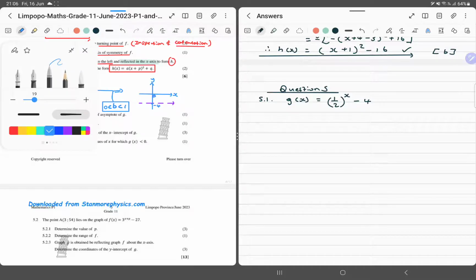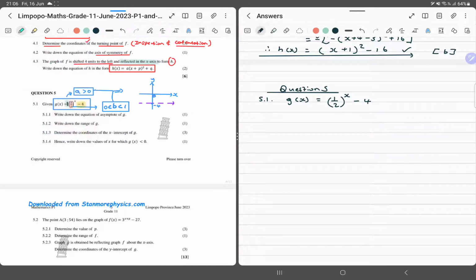We want to draw the graph. So what will this graph look like? Let's see. If we work out the x-intercept, it's going to be positive, right? Is it going to be positive? No, it's going to be negative. So our x-intercept is going to be somewhere there. And then our y-intercept is obviously going to be negative as well. It's going to be a negative value.